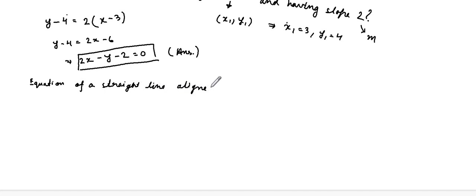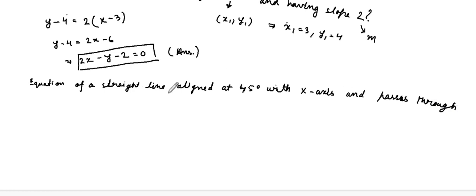aligned at 45 degrees with the x-axis and passes through, let's say, point 6 comma 5, right? So how to approach this question, right? I have already told you that the equation of a straight line is of this format when we are aware of the slope and any one point through which it passes.